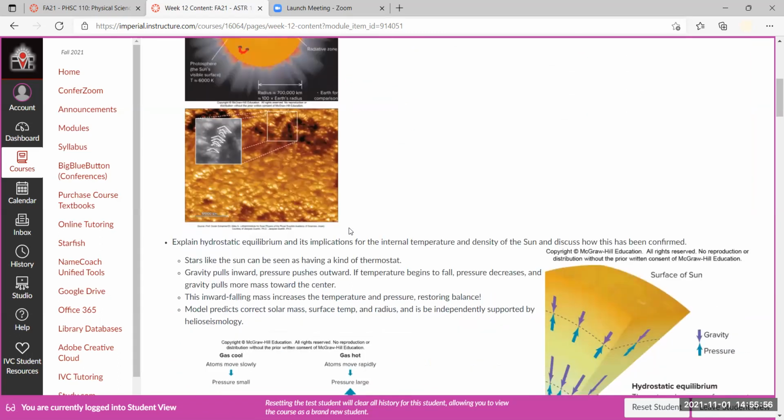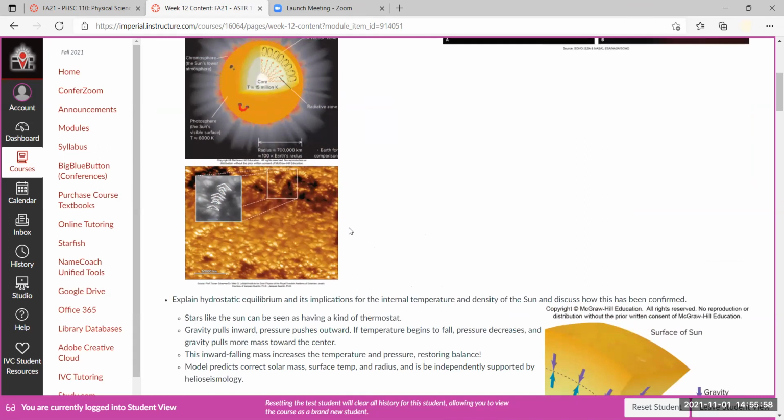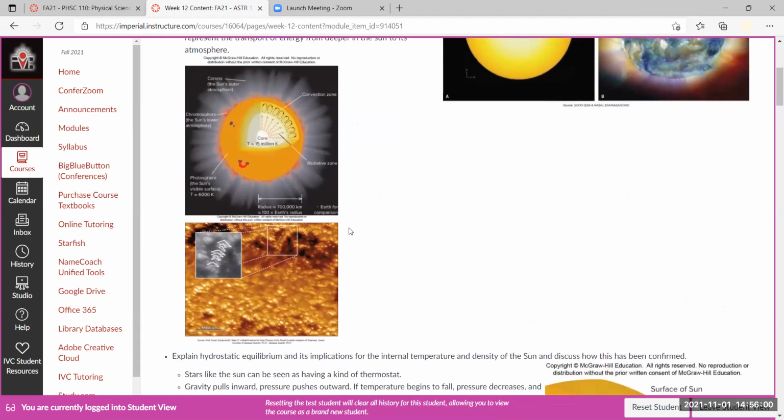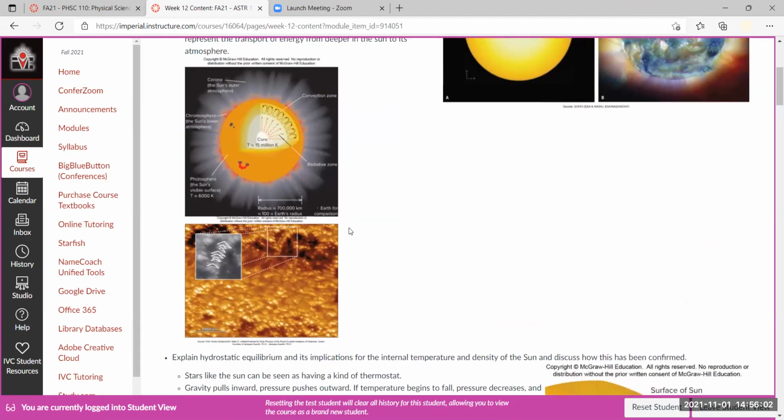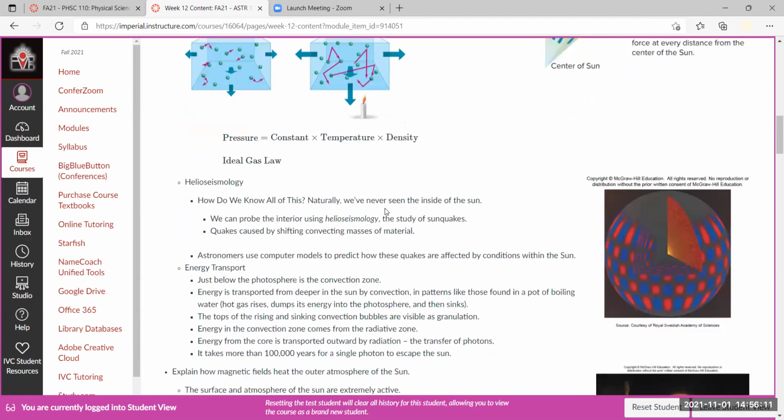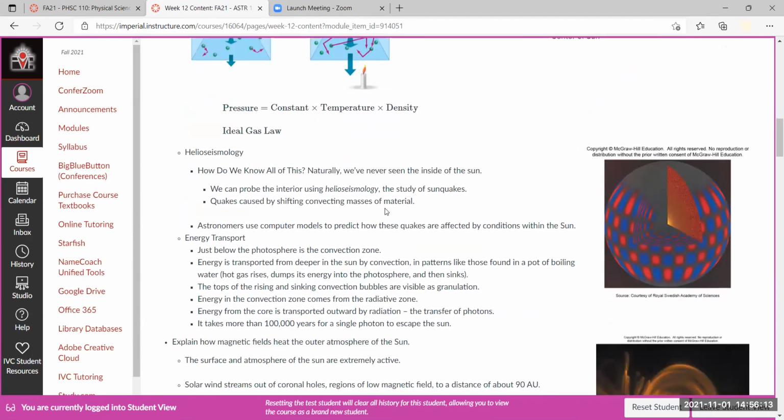First of all, studying sun quakes gives us an idea into how the structure is. That's just what we did for the Earth, in a sense. And also the computer models. So those are two key concepts to help us understand what's going on inside the sun and what it's made up of. Again, you're encouraged to go through the reading.